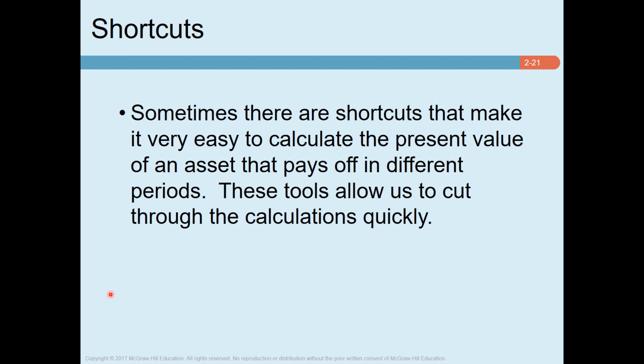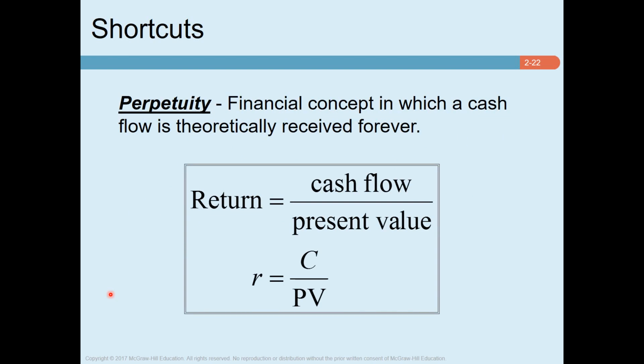In the last two videos of this week, we learned about how to calculate present value and future values. Now, sometimes we use some shortcuts to calculate present values and future values when the cash flows are longer, and these shortcuts make our life easier. So the first shortcut that we use is perpetuity.